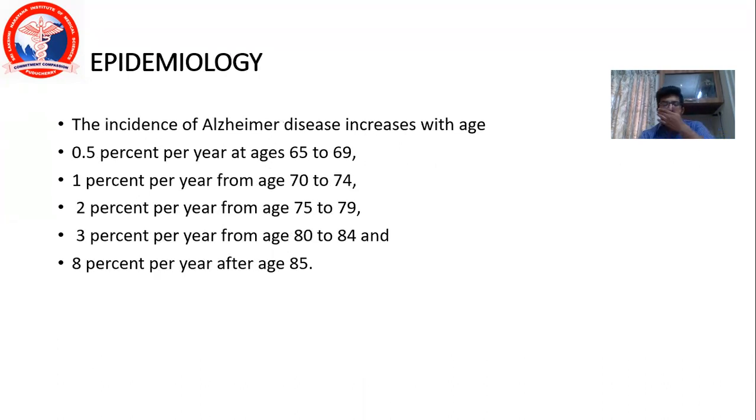Epidemiology. The incidence of Alzheimer's disease increases with age. It is only 0.5% per year from age 65 to 69, and post 65 it is known to double: 1% from 70 to 75, 2% from 75 to 79, and 3% from 80 to 85. And post 85, there is a spike in the incidence. Around 8% per year has been reported.